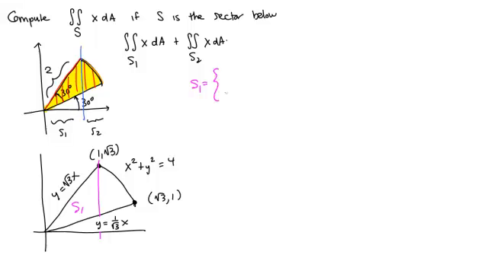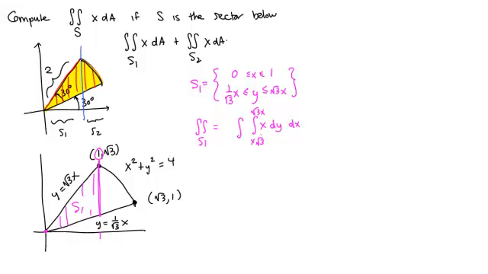S1 is described as a vertically simple region where the y values stay above the lower curve, which is 1 over root 3 x, but below the upper curve, which is the square root of 3 x. The leftmost x value will be 0, and the rightmost x value will be 1. Since we've got this description of S1, the double integral over S1 can be expressed as an iterated integral. We'll take x, integrate it first with respect to y, from x over root 3 to root 3 times x, and then integrate that again with respect to x between 0 and 1. So let's go and do it.